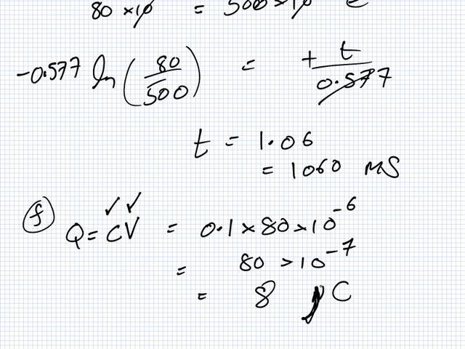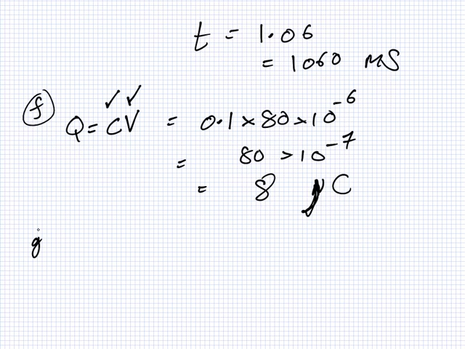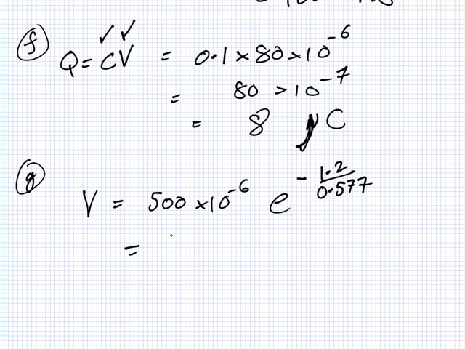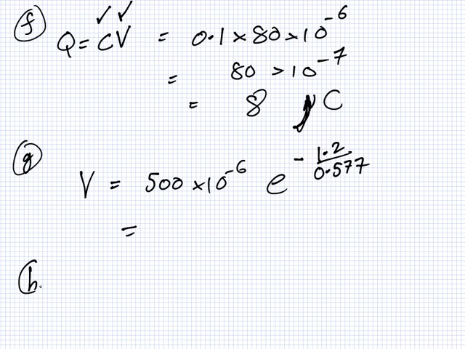Okay. What is the voltage and the current after 1200 milliseconds? Well, that's just using this formula. Voltage equals V0 e to the minus 1.2 over 0.577. So, yes, when you're ready, Monica, thank you.